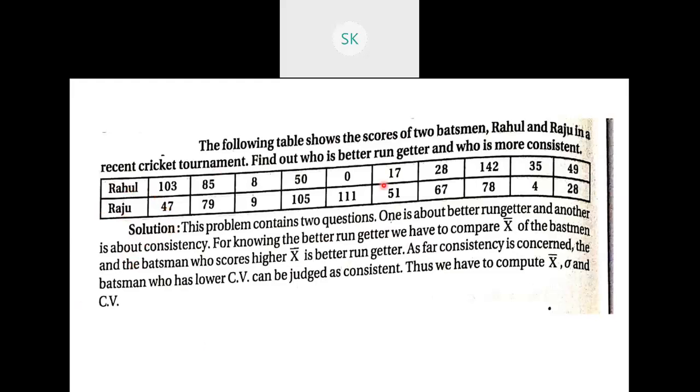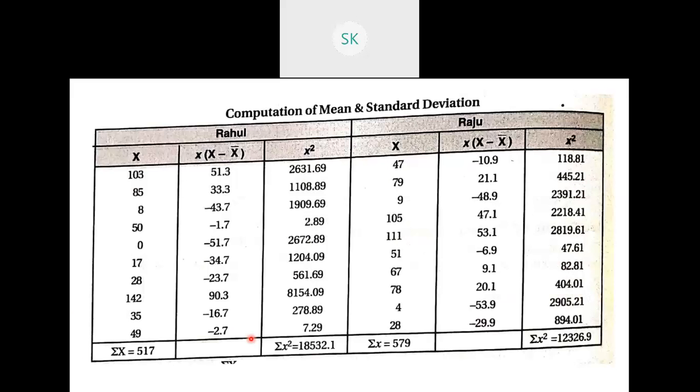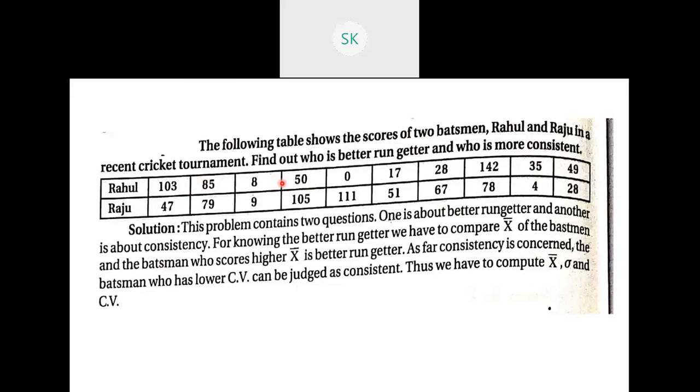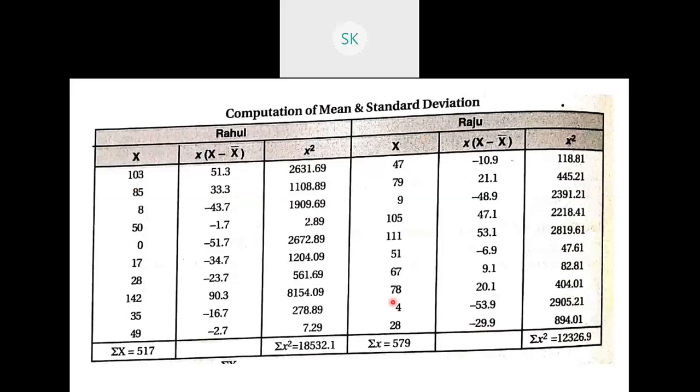Now for finding out the answer for the two questions, we are supposed to calculate arithmetic mean, standard deviation and coefficient of variation. We are supposed to calculate all three values. For that, we went on to do the table. First, we take the runs of Rahul, that is X, which is given in the question. Next, for Raju, again, these runs are considered here. So X and X are considered.